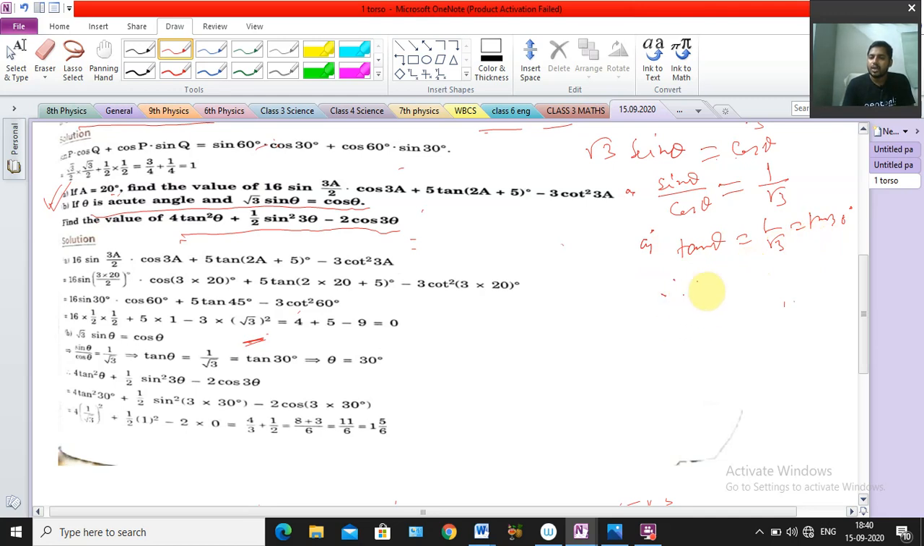So ultimately we are getting tan theta equal to tan 30 degree. That means now tan and tan will be cancelled, so we will get theta equal to 30 degree. Clear? Tan theta equal to tan 30 degree, so theta equal to 30 degree. Understood? Clear? Next.